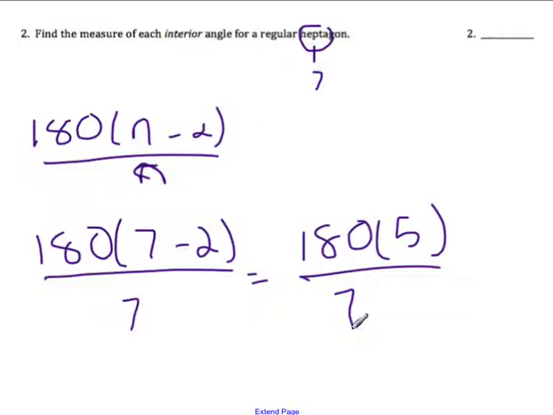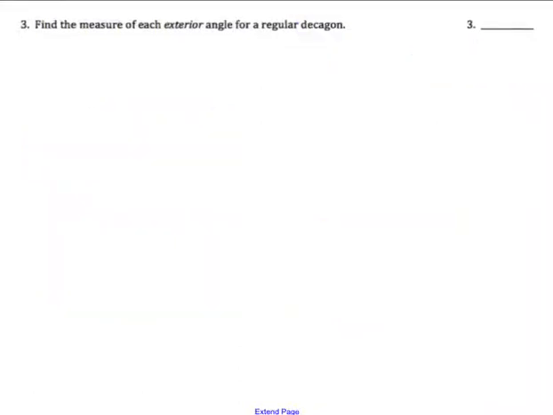Now I'm just going to enter that in my calculator. I suggest you do it with me so you make sure you get the right answer. I'm going to do 180 times 5 divided by 7. Then it asks us to find the measure of each interior angle. Well, that's going to be 128.57 degrees for each interior angle of a heptagon. The next question asks us to do it for a decagon.